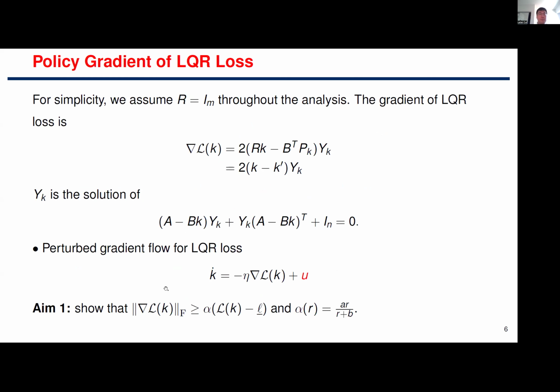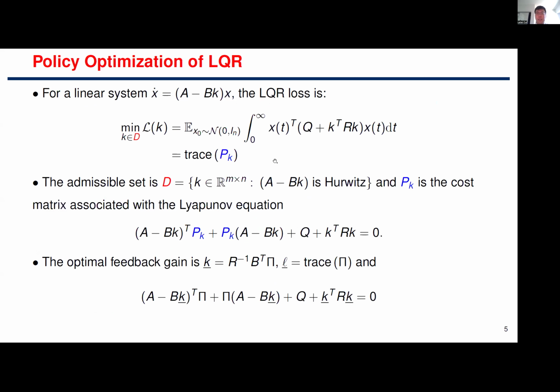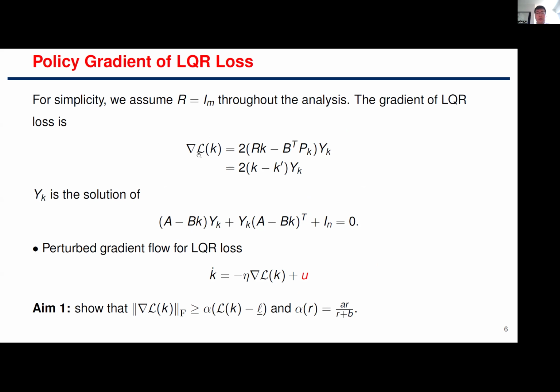Then, due to the unknown system model, as mentioned by Sontag, we should use the policy gradient algorithm to find the optimal controller. The gradient of the LQR loss can be calculated by taking, here PK is the implicit function of K, right? So we can utilize some calculus of implicit functions and get the gradient of the loss function. And we find that in order to compute the gradient, we should compute YK, which is the solution of another Lyapunov equation.